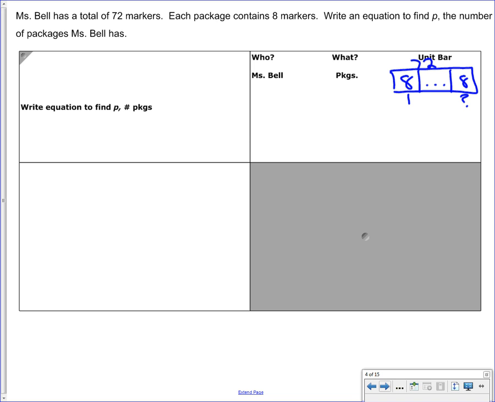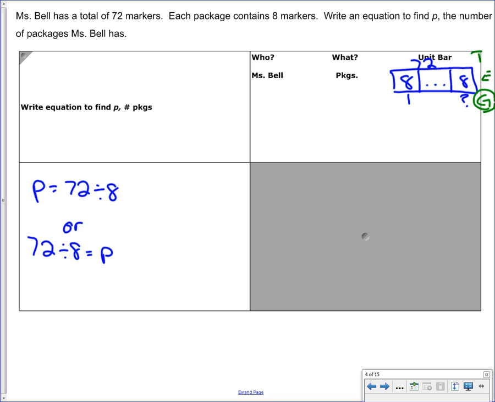So once again, I'll write my total, each, and groups. And this time we're looking for groups. So again, we know it's division based on our picture. The total's on top. We know the number in each package, and we're looking for the number of groups. Since we know the total, we can be assured that it's a division problem. So we'll set it up like this. P equals 72 divided by 8, or we'll write it as 72 divided by 8 equals P.